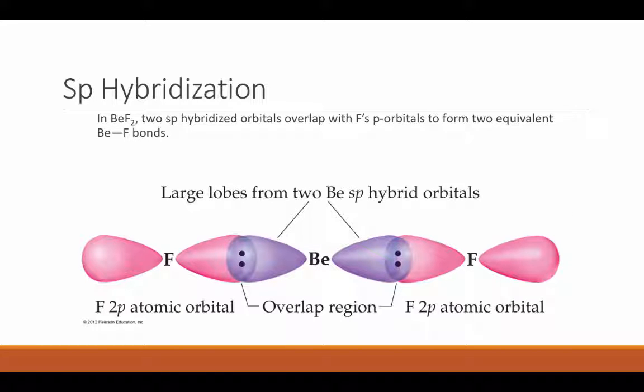Consider the BeF2 molecule, which is a linear molecule with beryllium as the central atom. Here we see that beryllium has 2 hybrid sp orbitals, each overlapping with a 2p orbital of fluorine to form 2 Be-F bonds. Notice the beryllium will also have 2 unaltered 2p orbitals. In this case, they're not in use. We'll see in the next video when we do use those unaltered p orbitals.